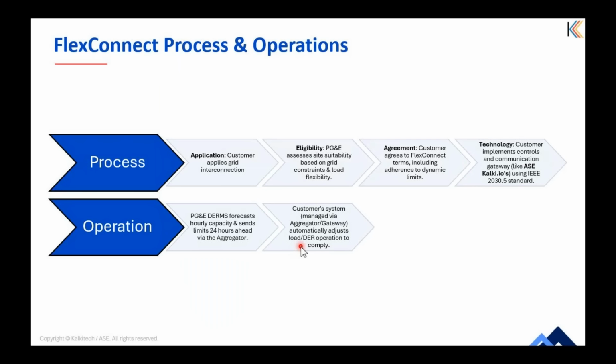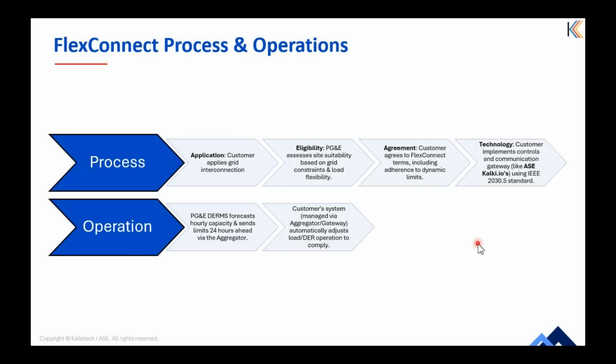On a regular basis, in the normal operating phase, PG&E's control system, that is the DERMS, forecasts the hourly capacity available for the load circuit on a day-ahead basis. Based upon this forecast, it sends out the specific operating limits for each hour, typically in 24-hour blocks in advance. These limits are communicated securely via the aggregator to the site through the gateway.